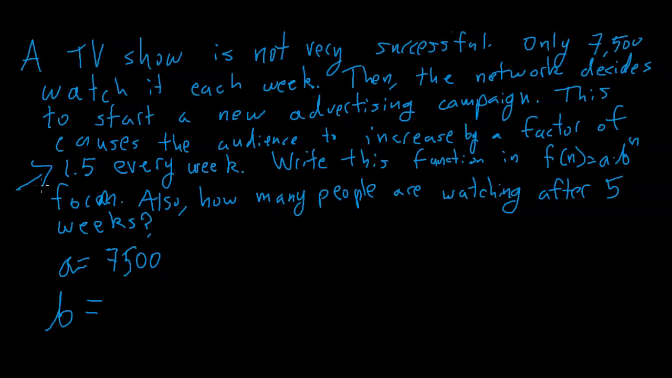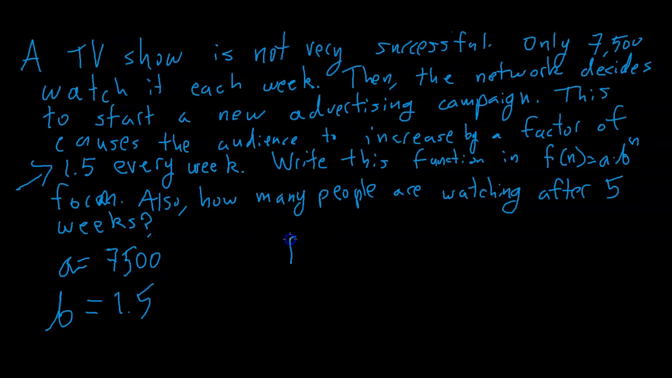So to find out what the audience would be after the first week, we take our initial value and multiply it by 1.5. To find what the audience will be in the second week, we take the audience of week 1 and multiply again by 1.5. And so for every week that this advertising campaign runs, to find how many people are going to be watching next week, we take the number of people watching that week and multiply by 1.5, right? So b in this case is 1.5, right?